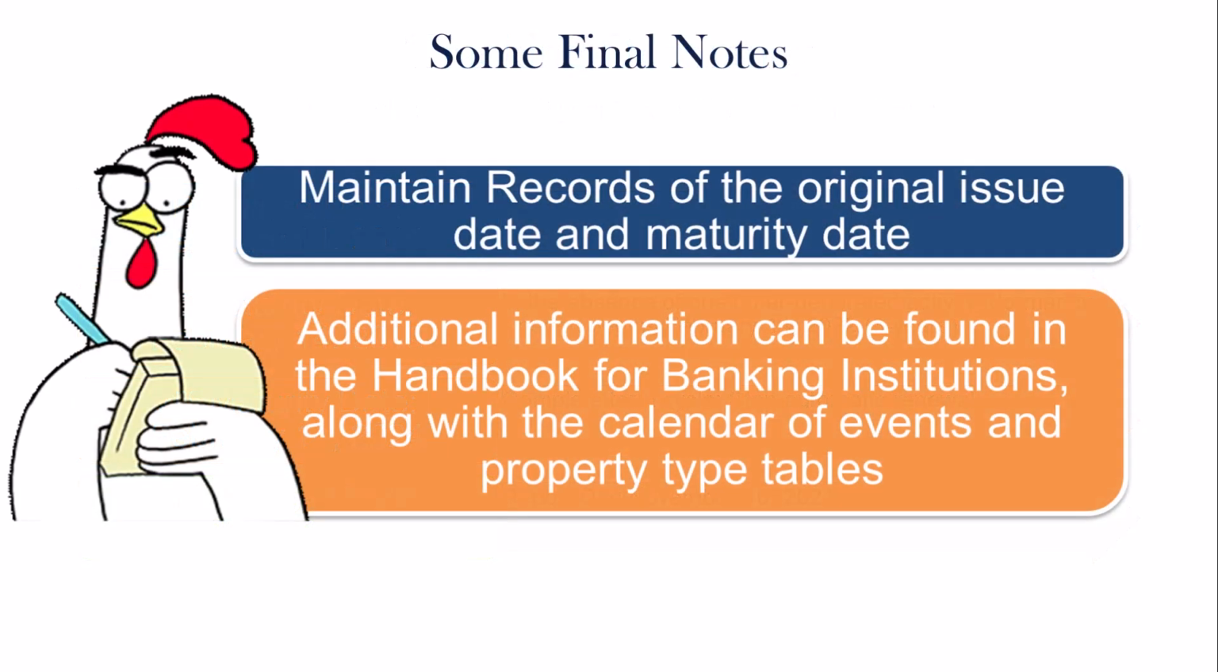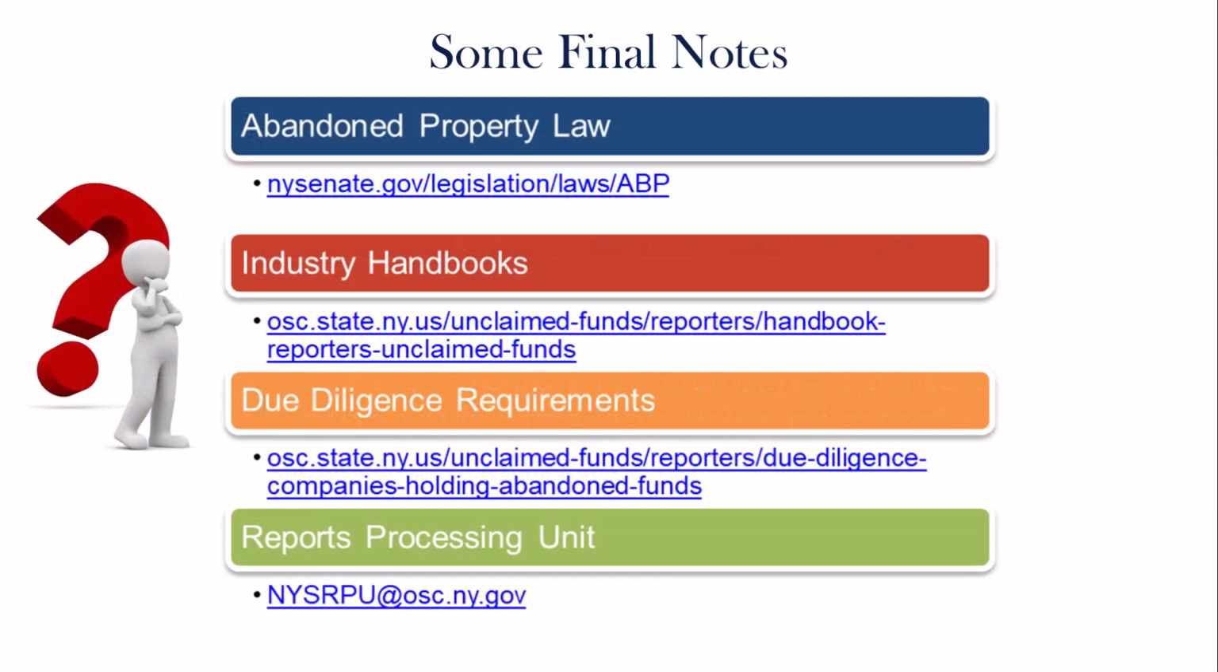And now some final notes on time deposit accounts. Maintain records of the original issue date and the maturity date in order to make sure you are correctly tracking the dormancy date and reporting in the correct reporting cycle. Additional information can be found in the Handbook for Banking Institutions, along with the calendar of events and property type tables. We hope that you found this presentation informative and beneficial.